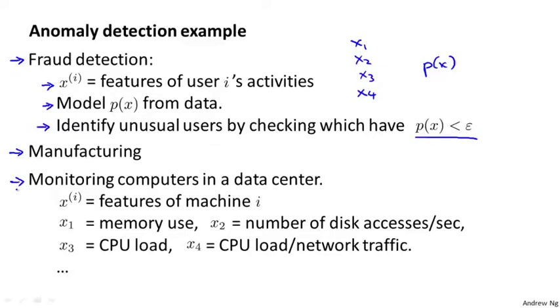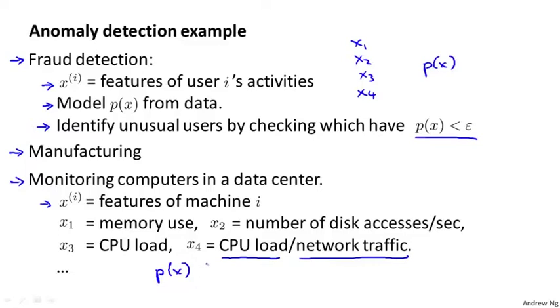And I actually have some friends that work on this too. So if you have a lot of machines in a computer cluster or in a data center, you can do things like compute features of each machine. So maybe some features capturing how much memory is used, number of disk accesses, CPU load, as well as more complex features like what is the CPU load on this machine divided by the amount of network traffic on this machine. Then, given a data set of how the computers in your data center usually behave, you can model the probability of X. So you can model the probability of these machines having different amounts of memory use, or different numbers of disk accesses, or different CPU loads, and so on.